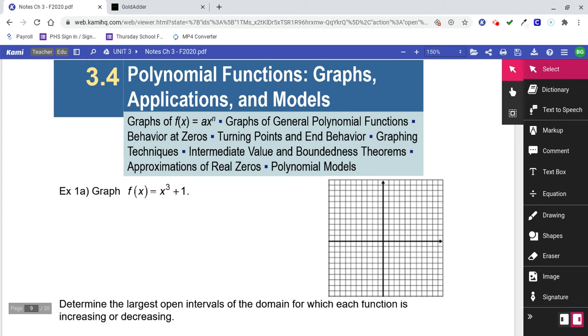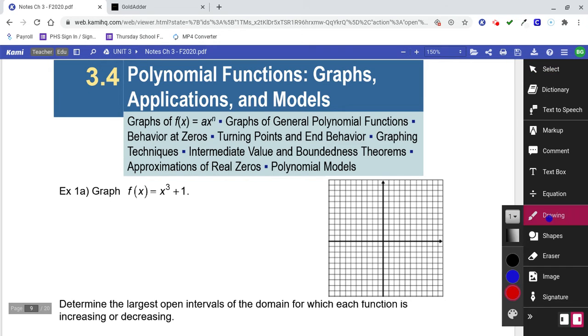3.4, polynomial functions, graphs, applications, and models. Example 1a starts with a graph. And to be honest, you should probably already know what this looks like. An x to the third function looks kind of like this. But it's shifted up 1. So we already kind of know what it looks like.